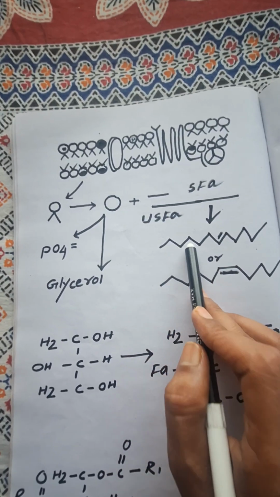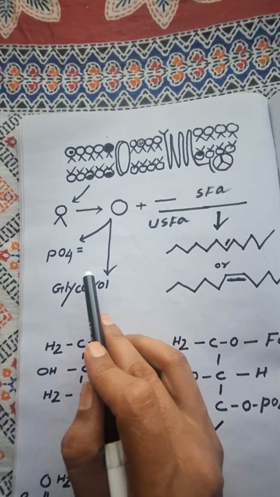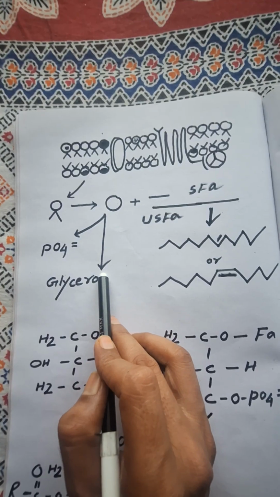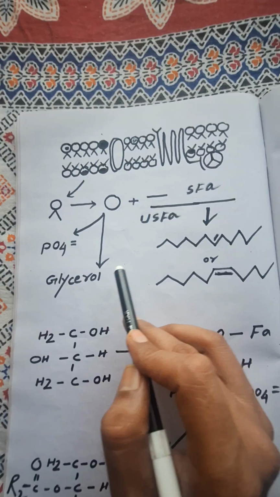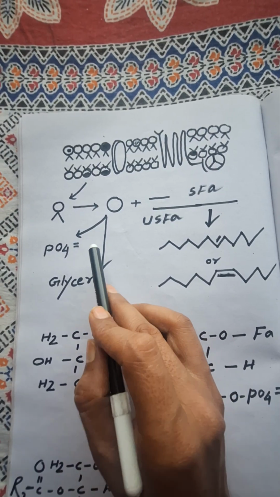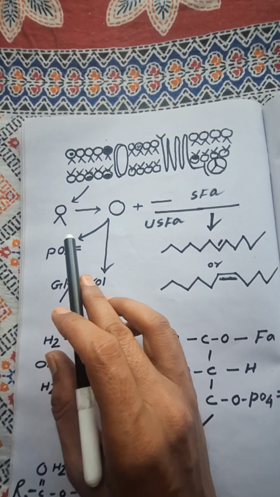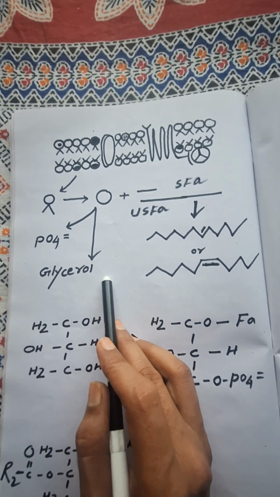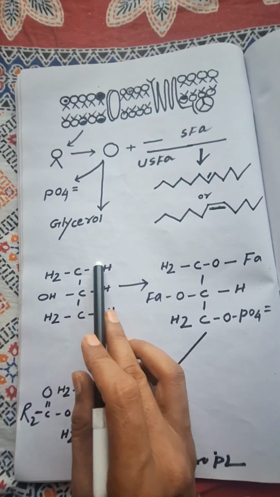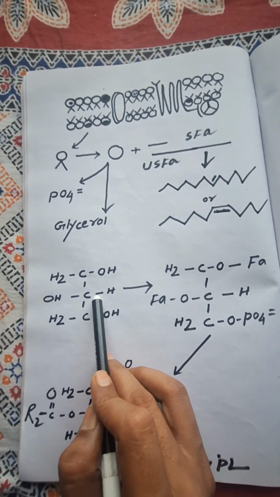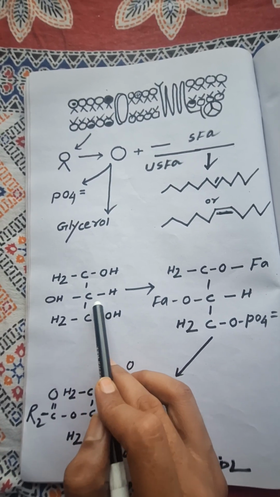But why is it named glycerophospholipid? Because glycerol is the backbone. Glycerol acts as an alcohol, and two fatty acids interact with glycerol, and also one phosphate molecule interacts. So hence it is called glycerophospholipid. So this is the structure of glycerol. It is the backbone of the phospholipid, especially glycerophospholipid.